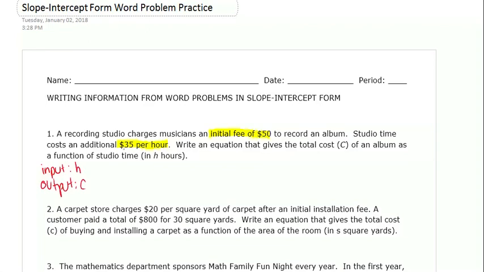And because they give you $35 per hour, you know the rate of change. You're given the initial fee of $50, so you know that intercept. So this is one where you're just plugging in the information. So instead of saying Y equals, our output is C. So it's C equals 35 per hour, means it's 35 each, with the initial fee of 50. And that's it.